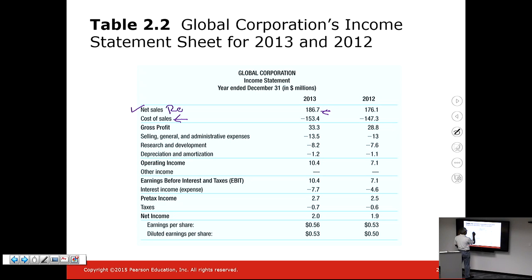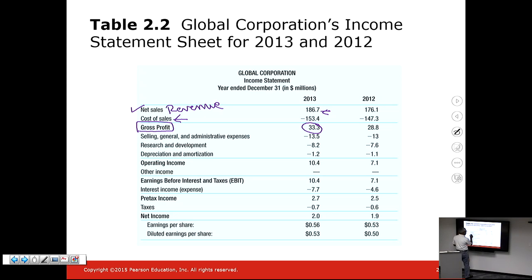Net sales is also revenue, how much money came in from selling the goods. Cost of sales indicates how much money we spent to produce those goods to make that sale. The net of these two gives us what is called gross profit. So 186 minus 153, 33.3, that gives us gross profit.